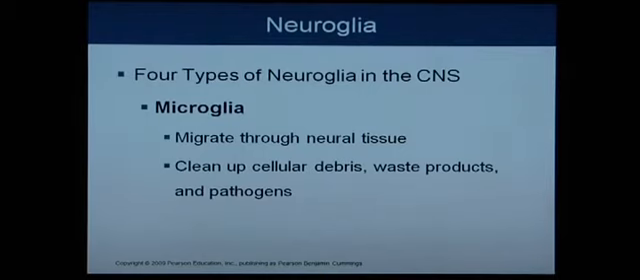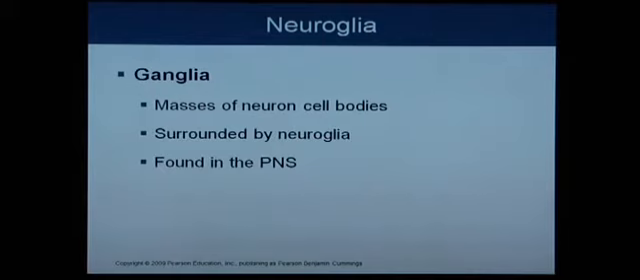Microglia we talked about were the tiny little neuroglia that are found in the central nervous system that clean up cellular debris, waste products, and pathogens by phagocytosis. Okay, so ganglia. Ganglia are masses of neuron cell bodies. So where the cell bodies are numerous, we call that ganglia. Ganglia are surrounded by neuroglia and found in the peripheral nervous system.